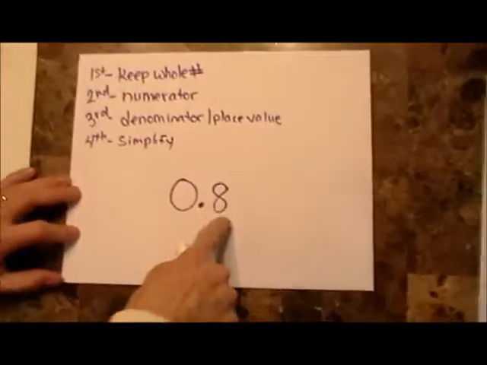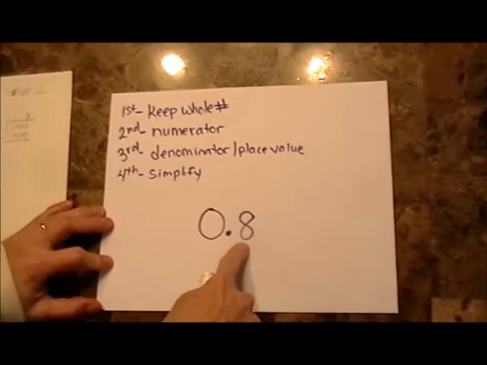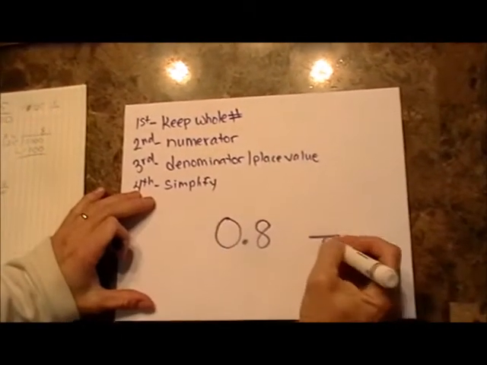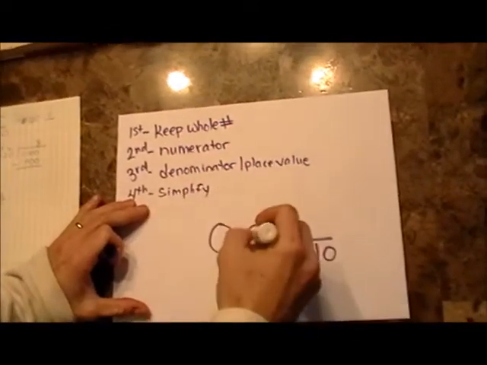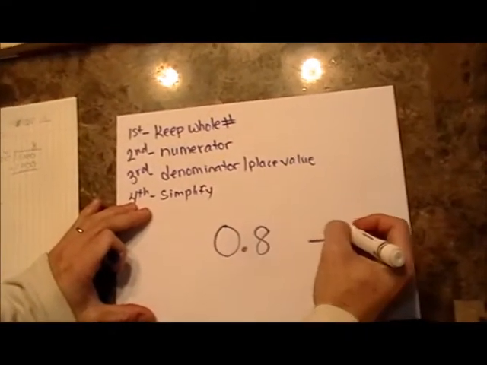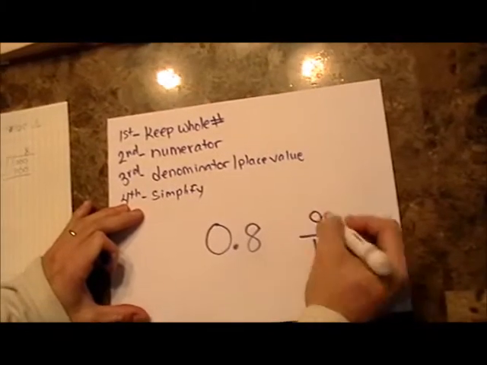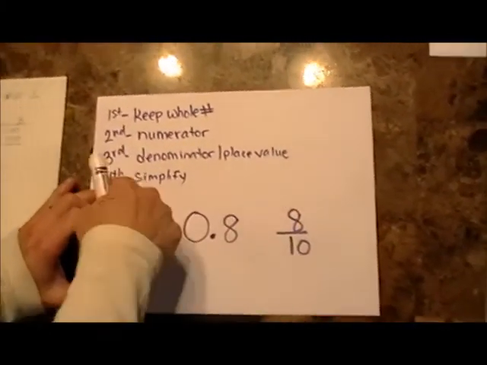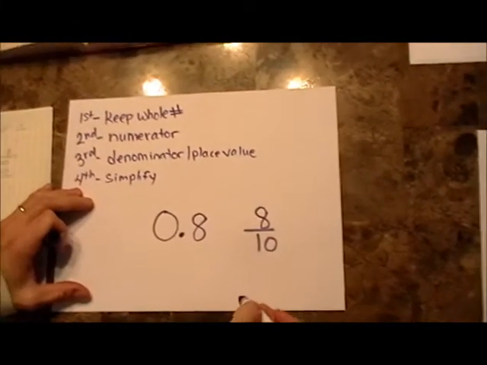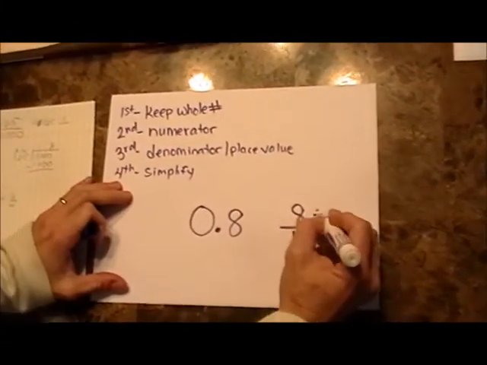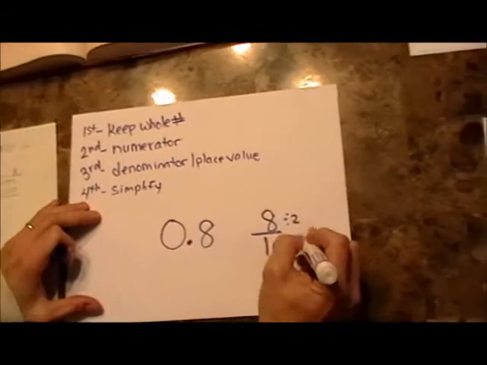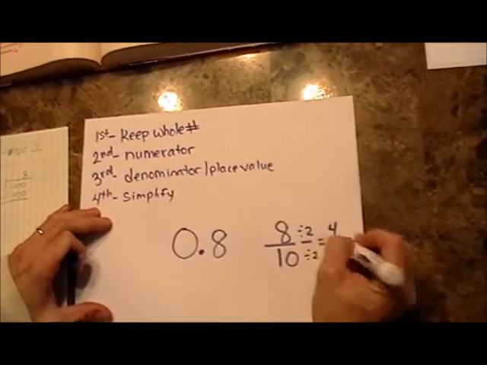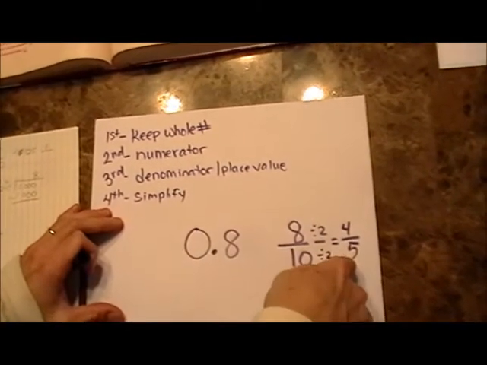So when I look at the 8, I know it's in the tenths spot. So I know that my denominator will be 10. And I said the numerator are all the digits that are after the decimal. So that's 8 in this case. And so that leaves me with 8/10. And my last step is to simplify the fraction if you can. And you can. They're both even numbers, so I could divide the top and the bottom by 2. And I'll get 4/5. So 8/10 is equal to 4/5.